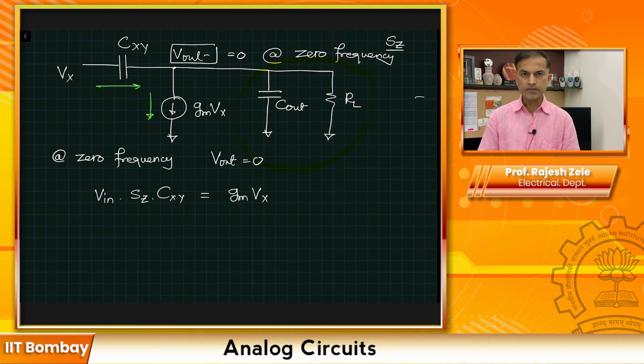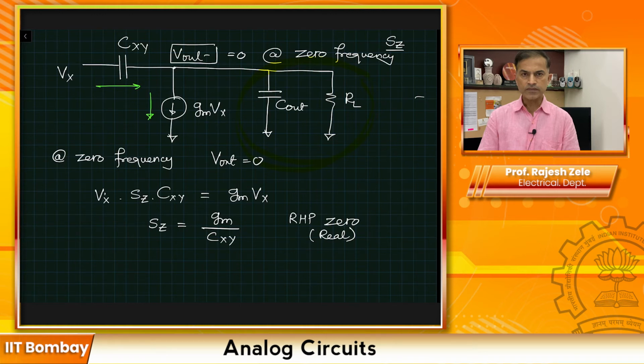As I already said, there is no current flowing through C out and RL because V out is equal to 0. Correction here, this should be Vx. So we can say that S of Z will be equal to Gm divided by Cxy. Since this is positive, it's a right of plane 0, and you can already see it's a real 0. We figured out two pole locations and we figured out the 0 location, right of plane 0 location.